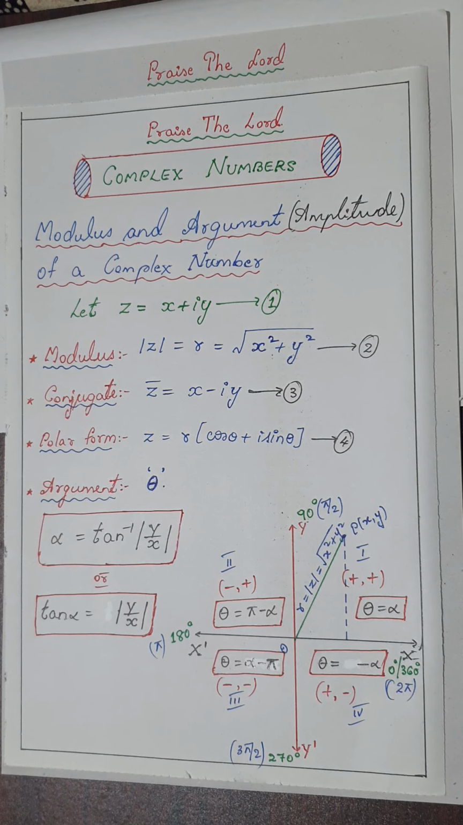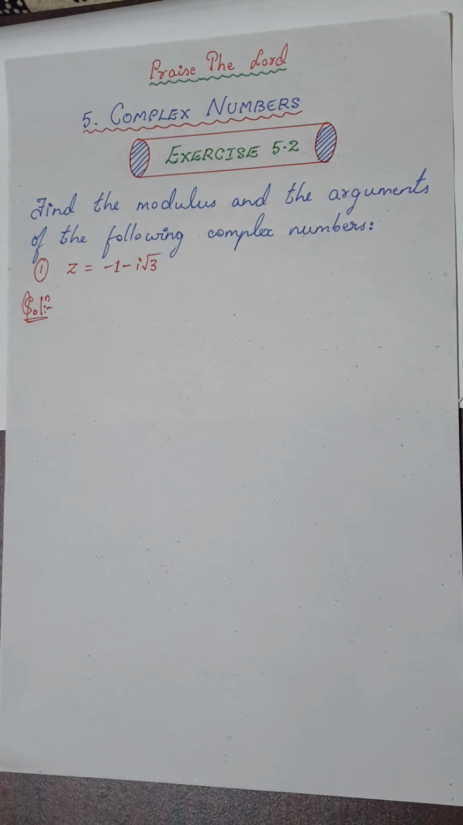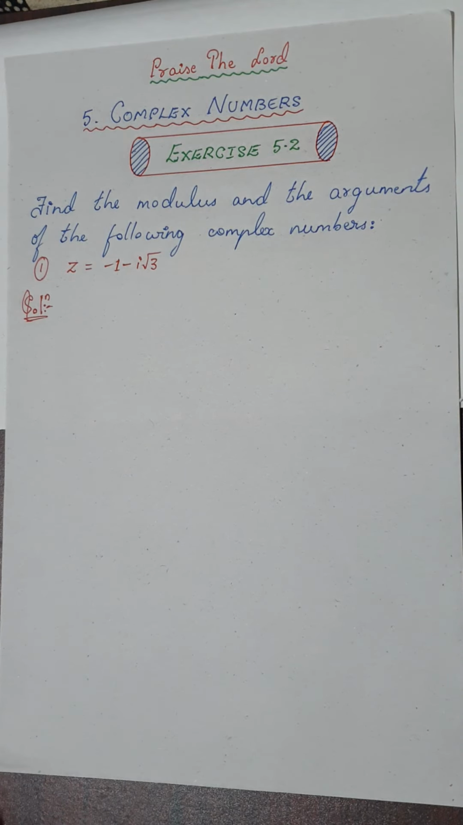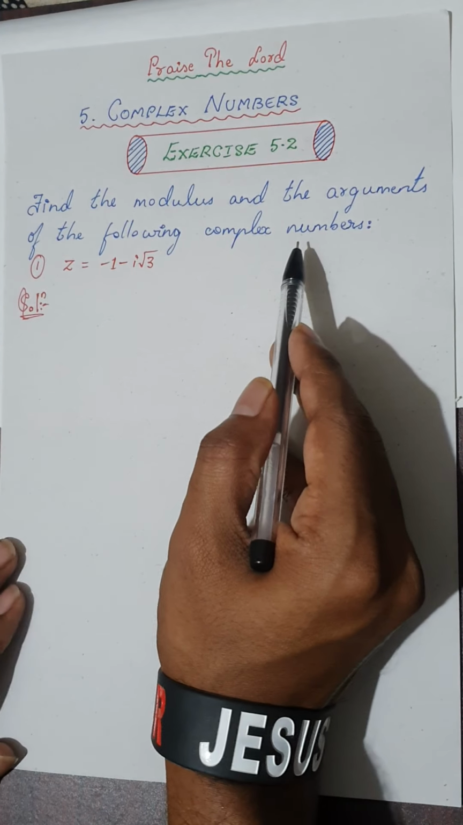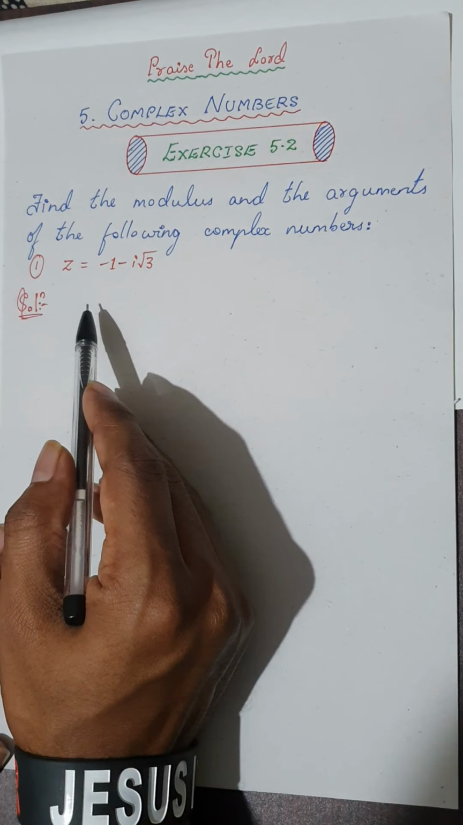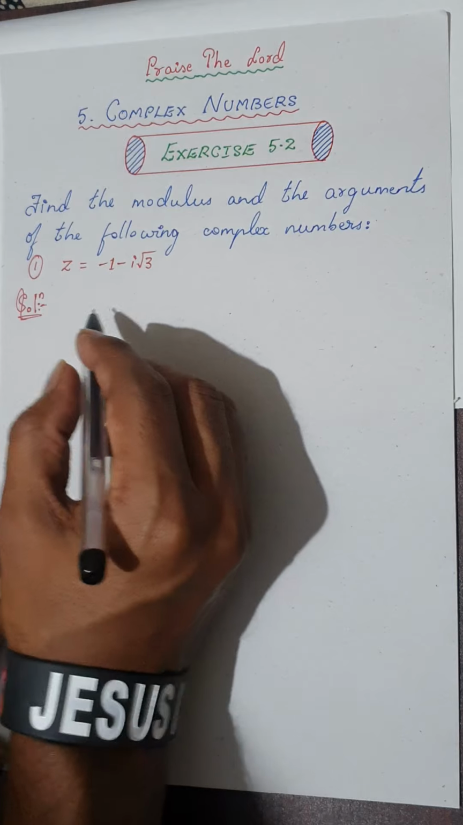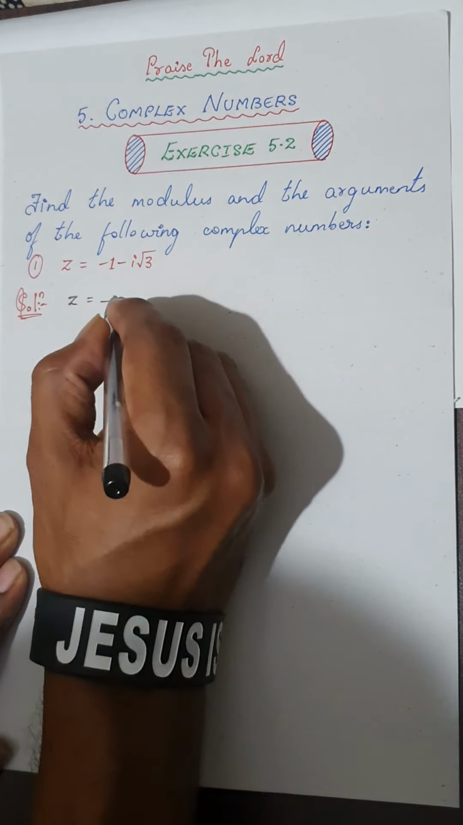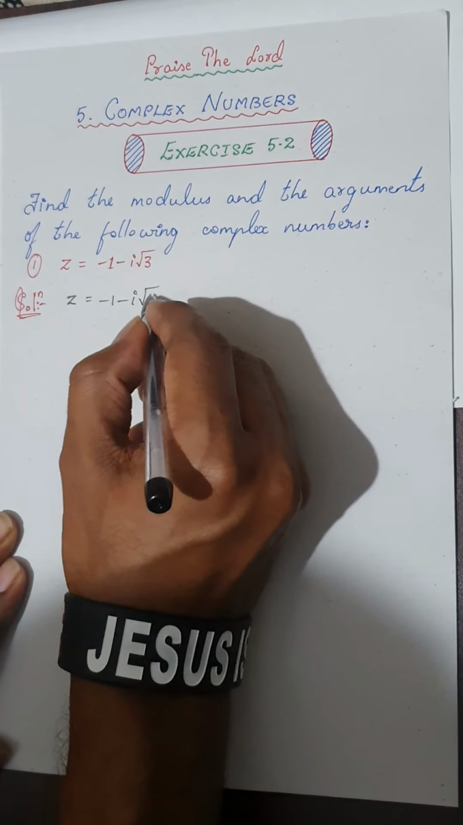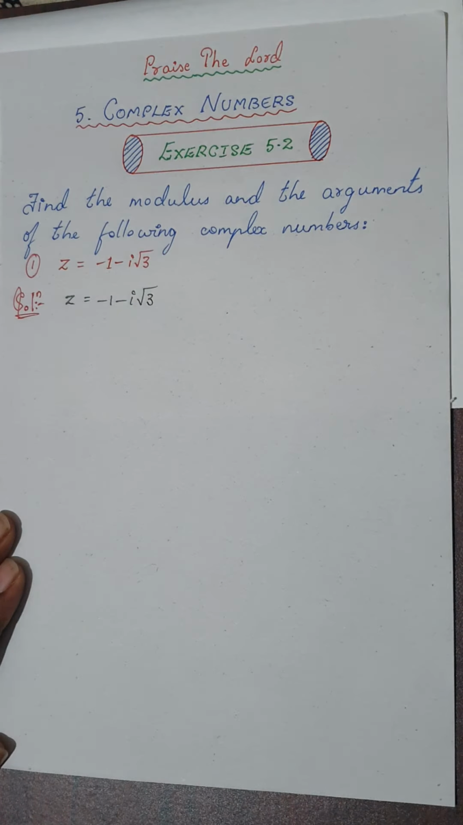Okay, so let us straight away go into the first question of exercise 5.2. So here comes the question. Read the question, very simple one. Find the modulus and the arguments of the following complex numbers. For our benefit, we can also write the polar form. Okay, so the complex number is given: write it as z is equal to minus 1 minus i root 3.